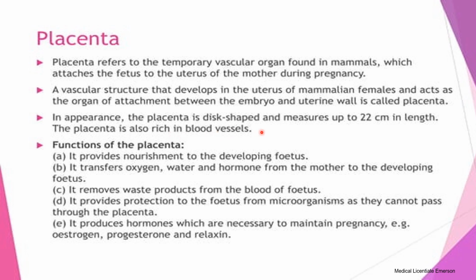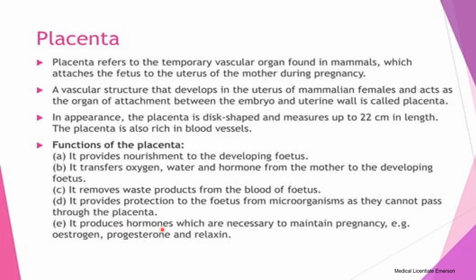Okay, so the placenta has two sides: the maternal surface and the fetal surface. Okay, that's about the placenta. In terms of function, it provides nourishment to the developing fetus. It transports oxygen, water, and hormones from the mother to the developing fetus. It then removes waste products from the blood of the fetus. It also protects the fetus from microorganisms, as they cannot pass through the placenta.